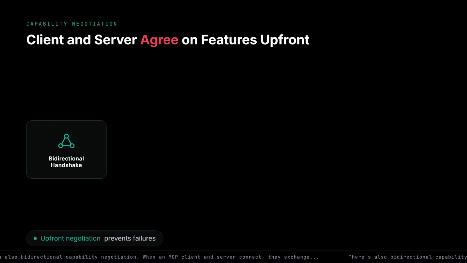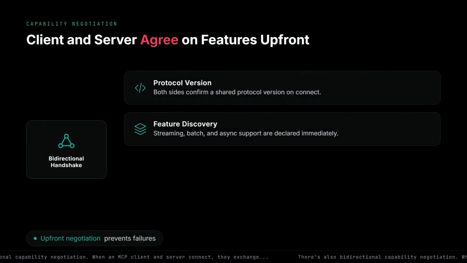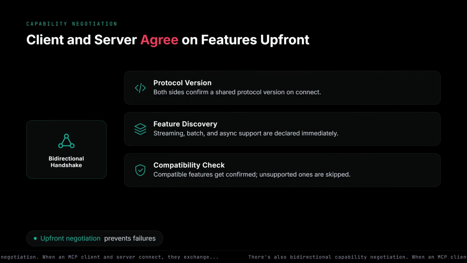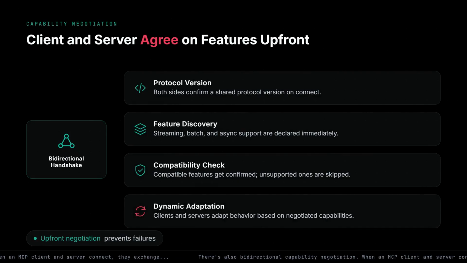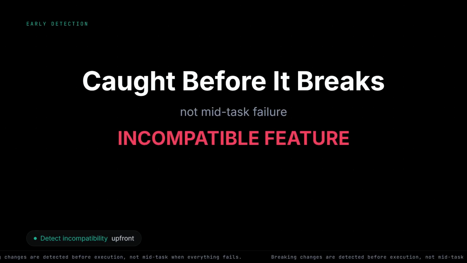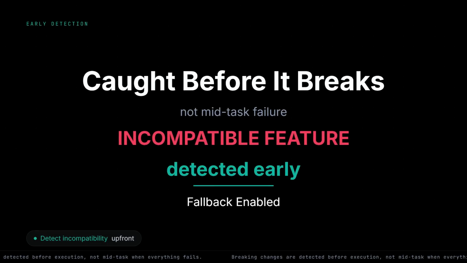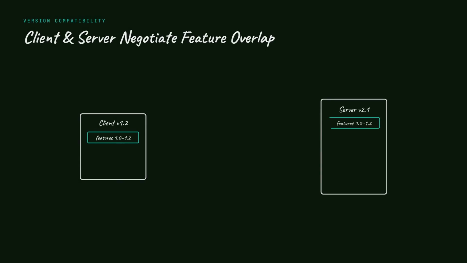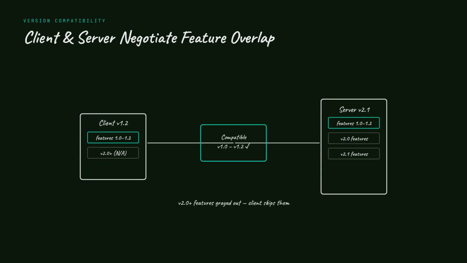There's also bidirectional capability negotiation. When an MCP client and server connect, they exchange supported features and protocol versions up front. Breaking changes are detected before execution, not mid-task when everything fails. An older client talks to a newer server, they agree on a compatible feature set, and the client knows not to request experimental features that would break.